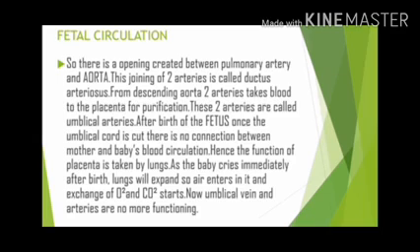After birth of the fetus, once the umbilical cord is cut, there is no connection between the mother and baby's blood circulation. Hence, the function of the placenta is taken by the lungs. How is it taken? As the baby cries immediately after birth, the lungs expand. So air enters them and exchange of oxygen and carbon dioxide takes place. Now the umbilical vein and arteries are no more functioning, and it is just like the umbilicus we have. There it ends.